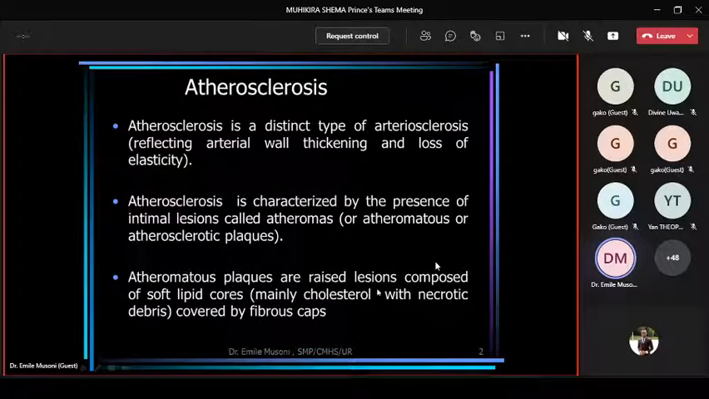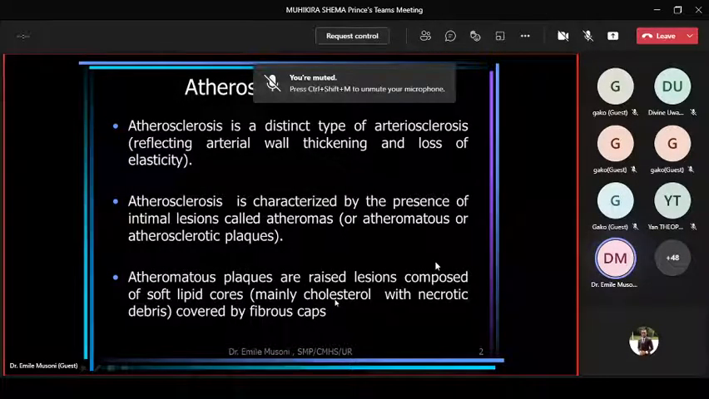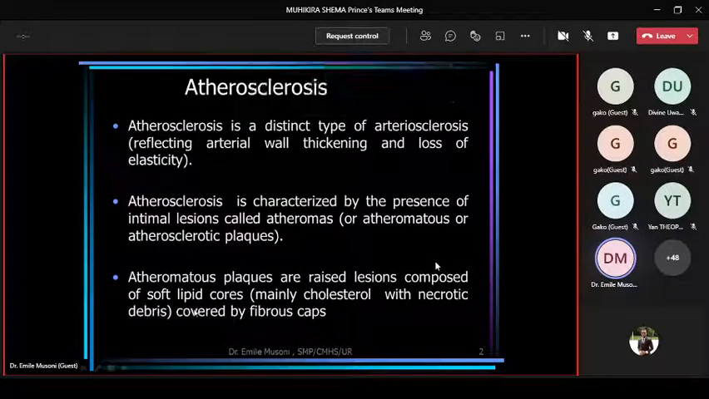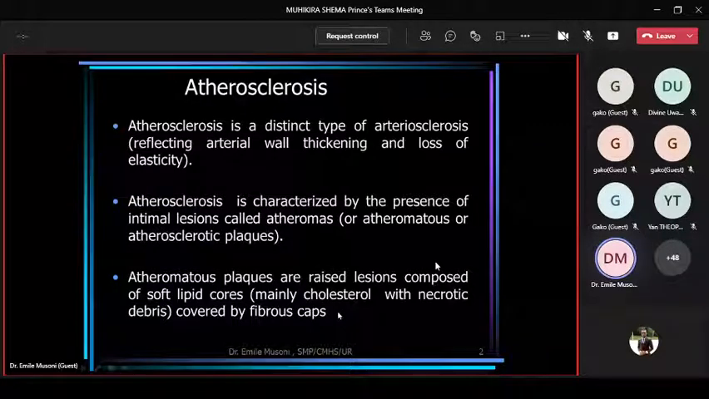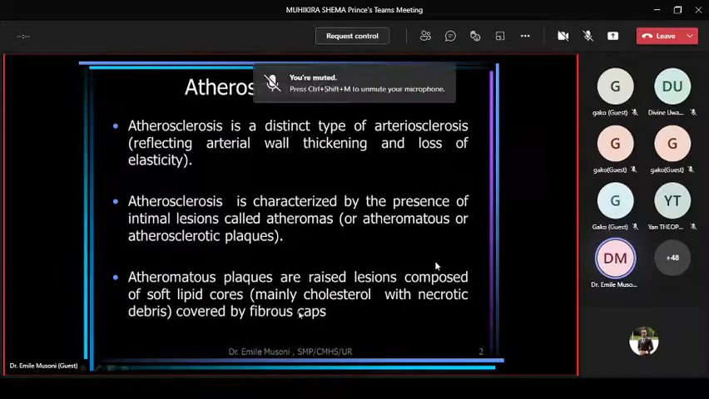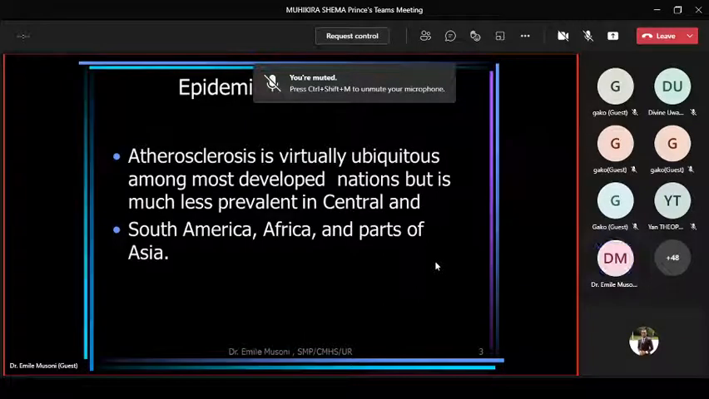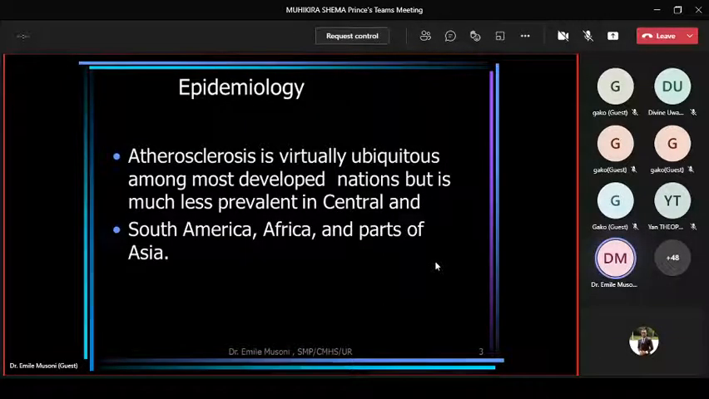Atheromatous plaque is a region composed of soft lipid cores, cholesterol with necrotic debris. These are covered by a fibrous capsule. Epidemiologically, atherosclerosis, most of the time it is found in developed countries, but even in low-income countries, you can find some atherosclerosis.